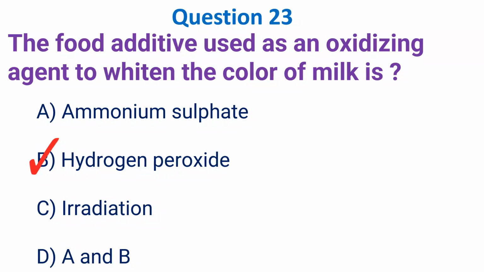Hydrogen peroxide is an antimicrobial agent and has a bleaching effect, and thus it strips off the color from the milk, which can be due to the presence of carotenoids in the grass. Ammonium sulfate is used in baking as it improves the fermentation capacity by providing a nitrogen source to yeast. Irradiation is a technique of using ionizing radiations like X-rays and gamma rays to eliminate the insects or the microbes and thus preserve and extend the shelf life of the food. So here the correct answer is hydrogen peroxide, which acts as a bleaching agent which strips off the color from the milk.